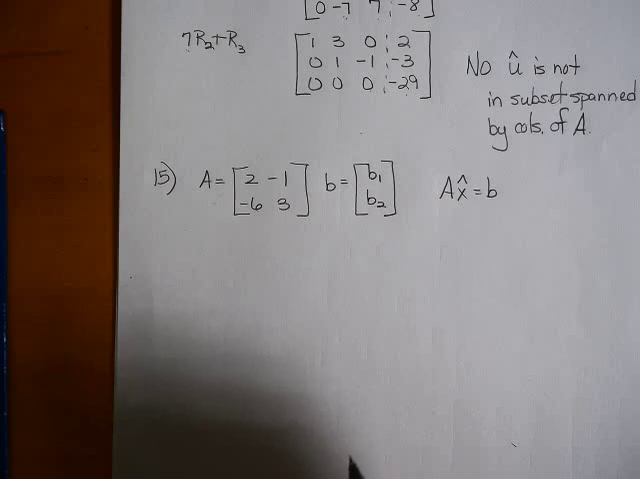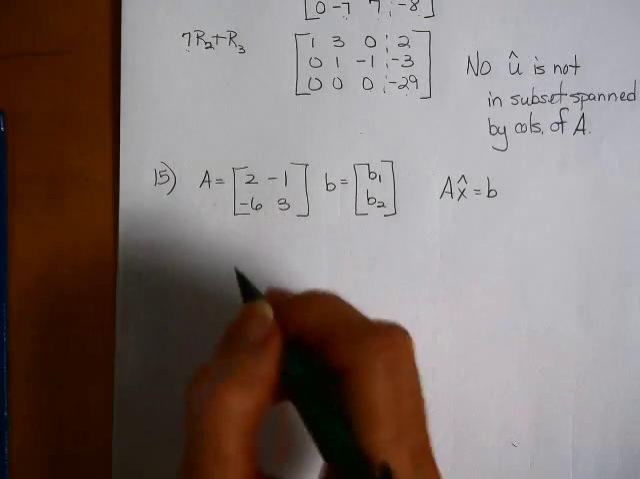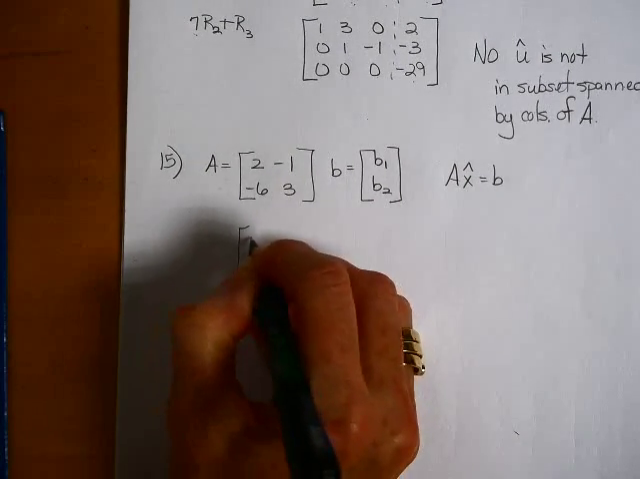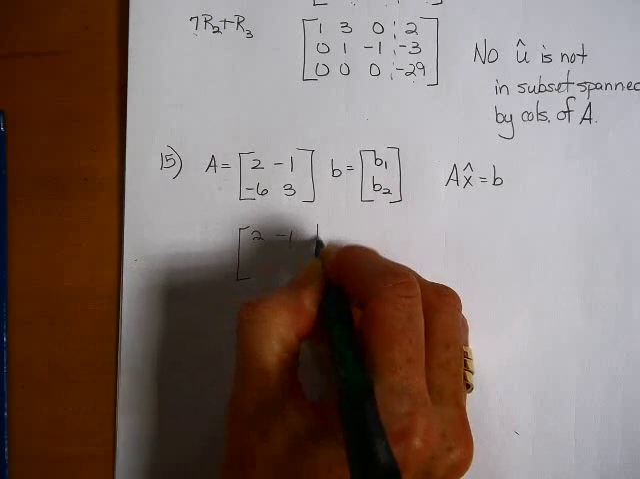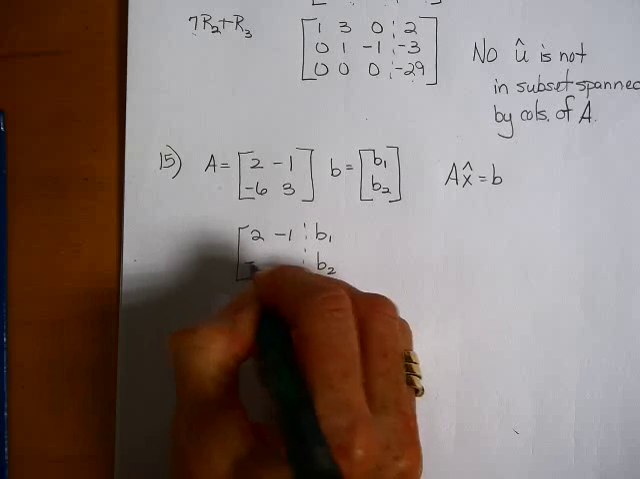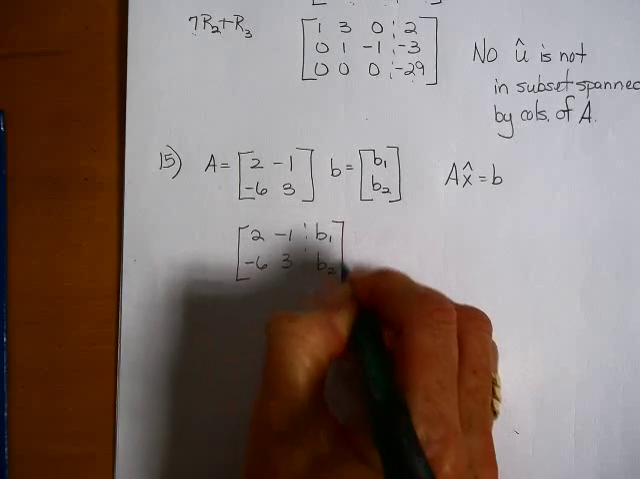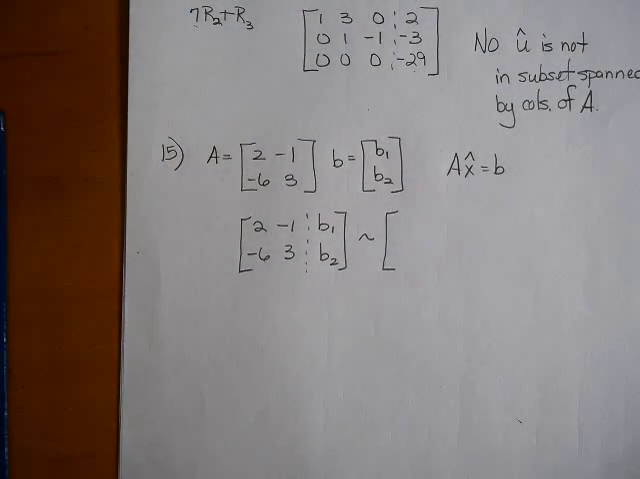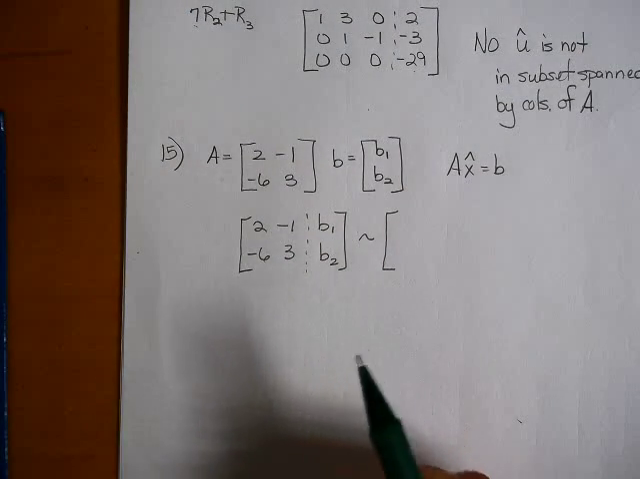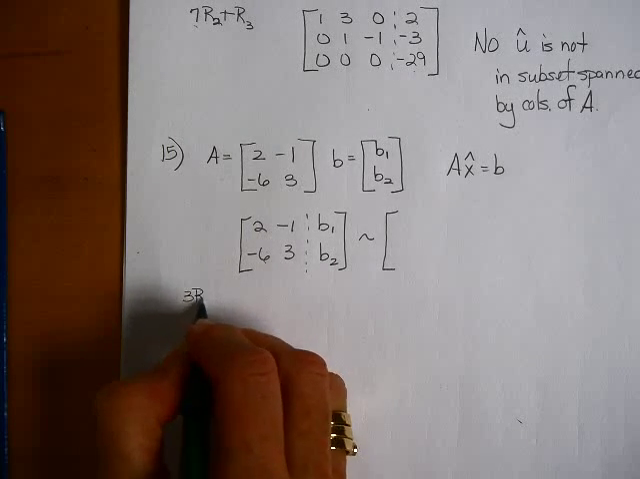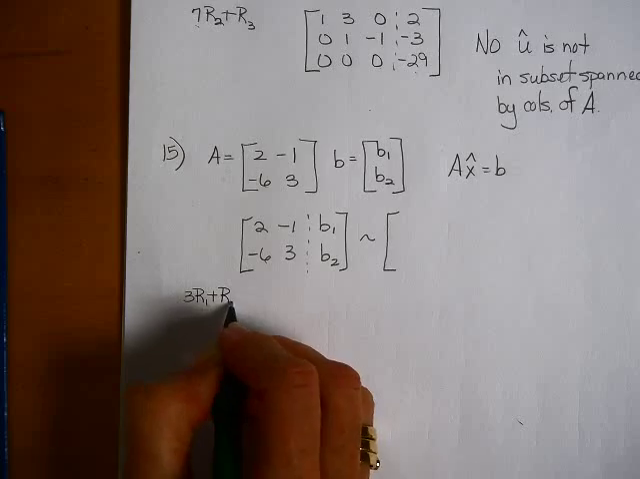So I've got to show that it does not have a solution. To show that it does not have a solution, I need to augment and reduce this thing. So augment 2, negative 1, B1. There's a B2. Negative 6 and a 3. So augment, and let's reduce it and see what happens. I need to get rid of the negative 6, so I would multiply 3 times row 1 and add it to row 2.